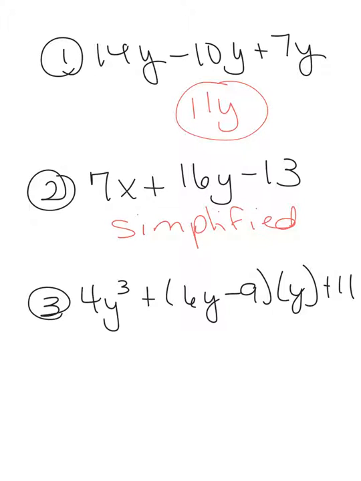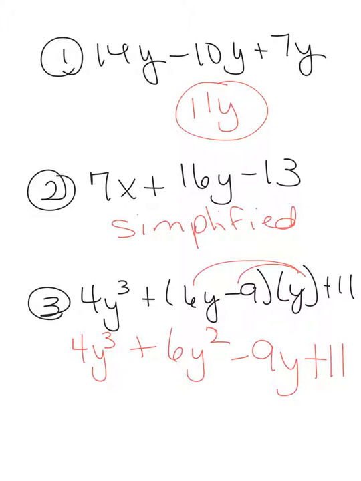Okay, in number 3, again, I have parentheses, so I know in my order of operations I'm going to have to clean that up a little bit, so I'm just going to rewrite the 4y to the third. And I have plus. Now my y times my 6y gives me 6y squared. And then I have y times negative 9 gives me negative 9y, and my last term is 11. Now there's nothing else I can clean up on that one. That's already cleaned up. I have some y's, but I have y to the third, y to the second, and y to the first. So none of them are to the same power.